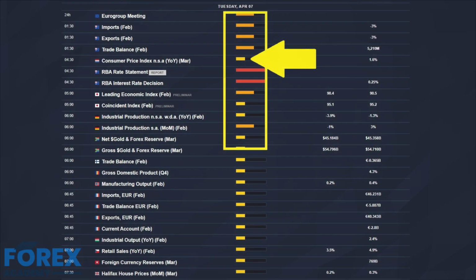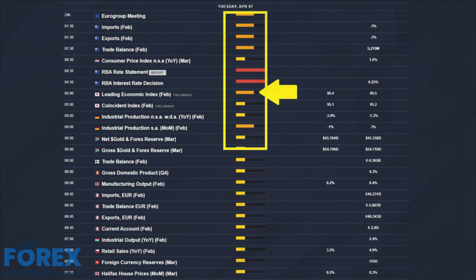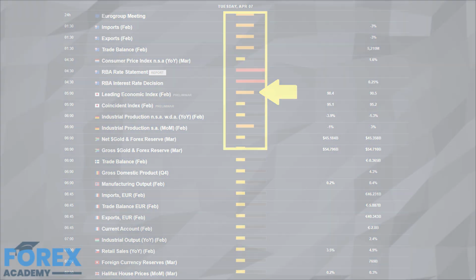Example F. Here we can see that in this example, the Netherlands will be releasing their consumer price index year-on-year for March 2020, and this information will be released as low importance. It is not likely to affect market volatility. Example G. In this example, the Japanese will be releasing leading economic index preliminary data for February, and this information is medium risk in terms of market volatility.